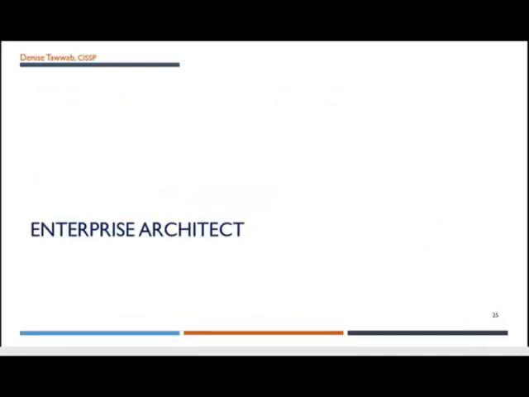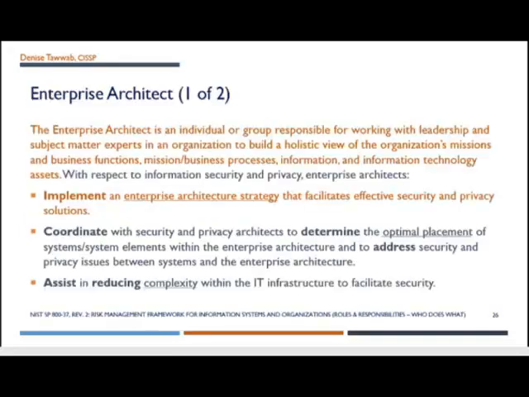All right, our next role is the enterprise architect. The enterprise architect is an individual or group responsible for working with leadership and subject matter experts to build a holistic view of the organization's missions and business functions, mission and business processes, information and information technology assets with respect to information security and privacy.